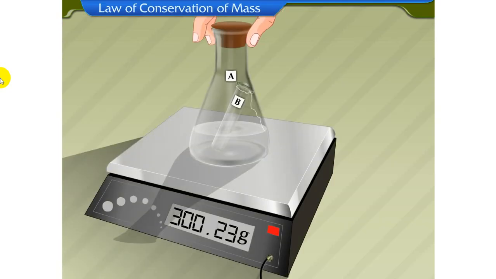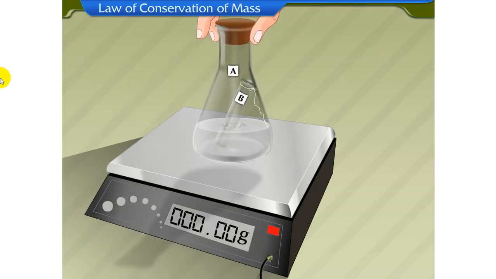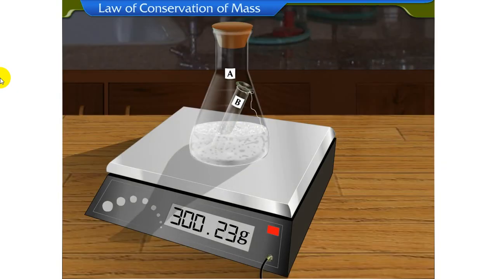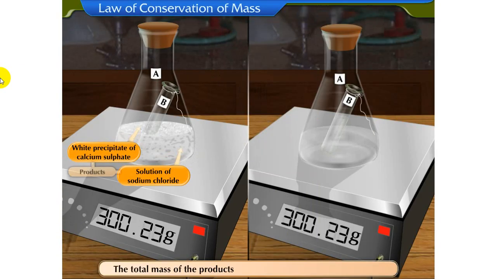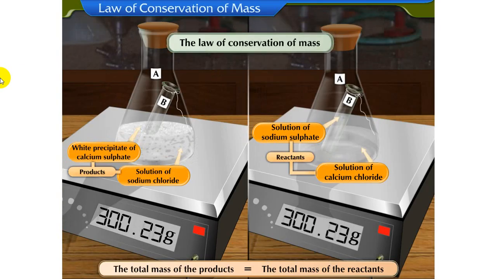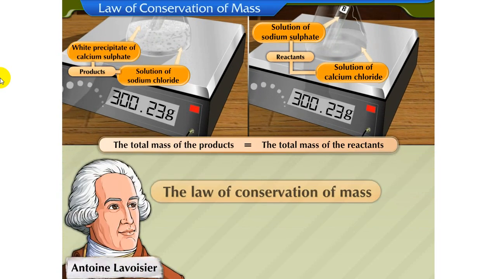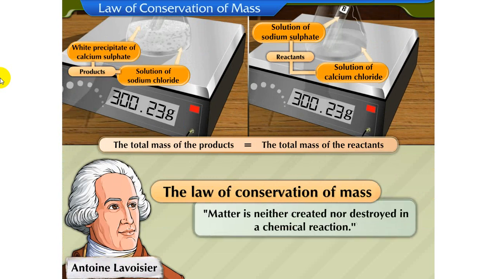Scientists noticed that if chemical reactions were carried out in a closed container, there is no change in the mass. The total mass of the products is equal to the total mass of the reactants. This led to the formulation of the law of conservation of mass. Antoine Lavoisier stated the law of conservation of mass as matter is neither created nor destroyed in a chemical reaction.